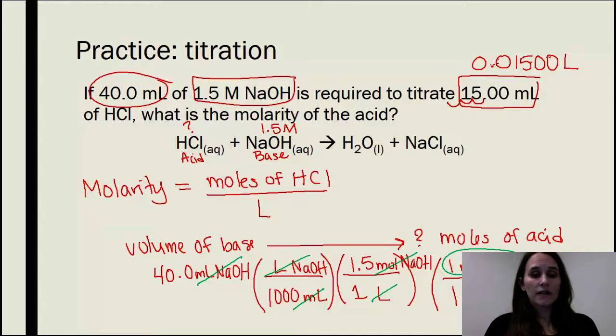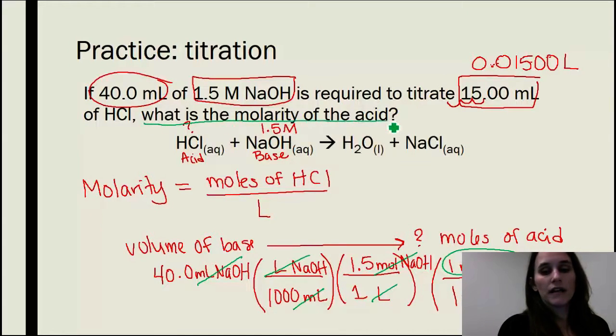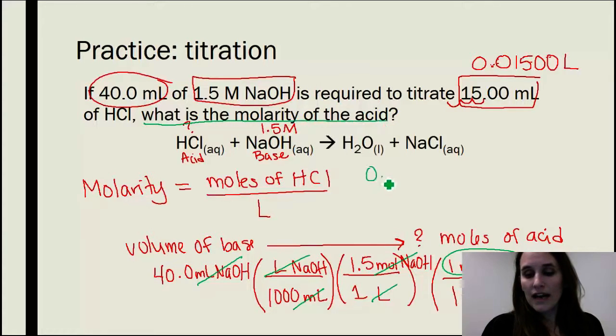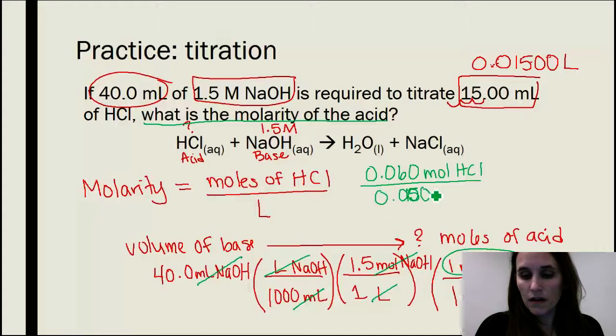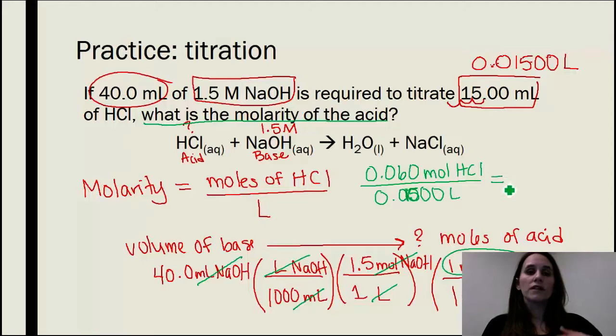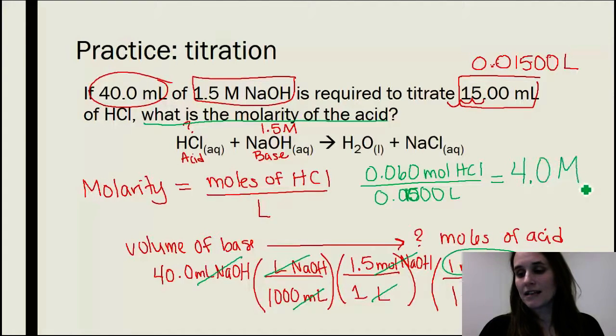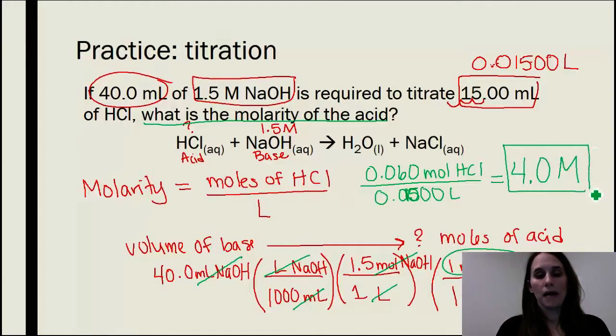But that's not my final answer, because the question is, what is the molarity of the acid? So in order to do that, I'm going to take those moles. So there's 0.060 moles of HCl in my 15 milliliter sample, but I'm going to want that in liters, because my ultimate goal is to answer the question, how many moles per liter are there in my sample? And when I do that and consider my sig figs, I see that my acid has a concentration of 4 moles per liter, or 4.0 capital M.